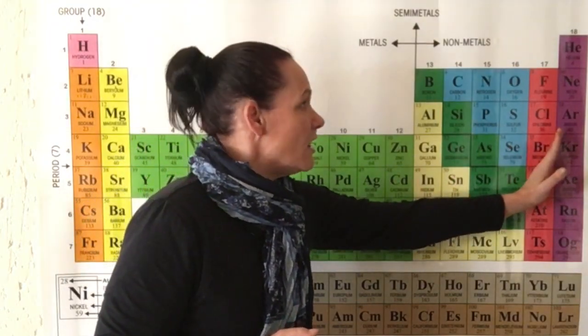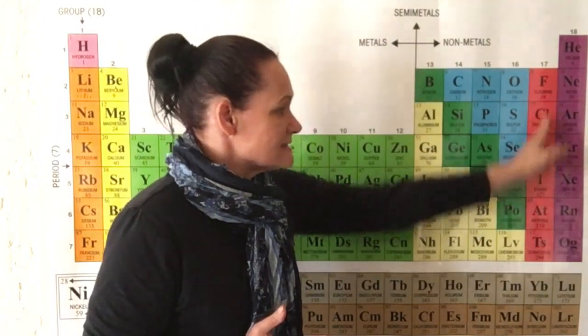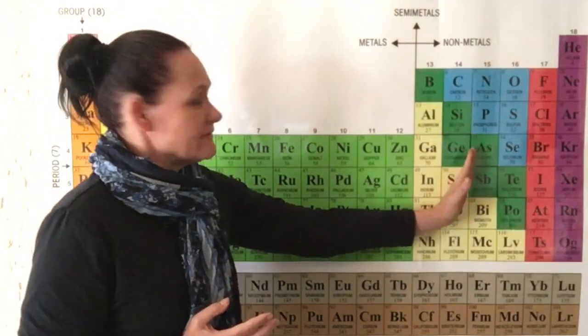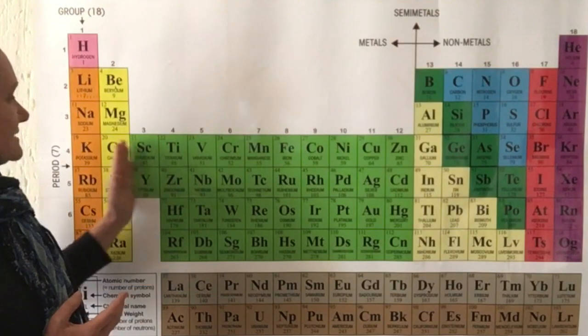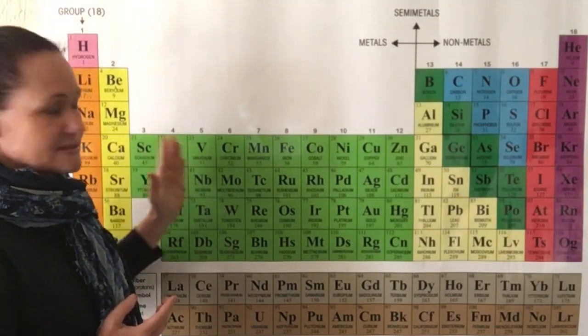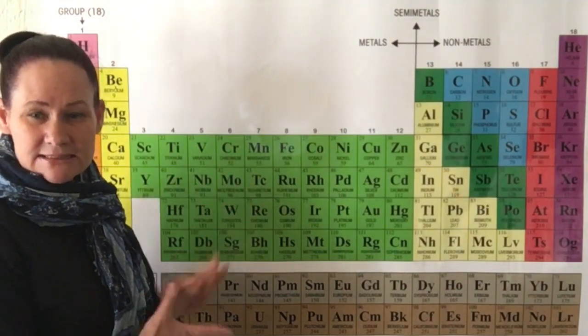All of those to that side of the staircase are non-metals, which includes things like noble gases and halogens, and then everything this side of the staircase is a metal. Different types of metals, but metals nonetheless.